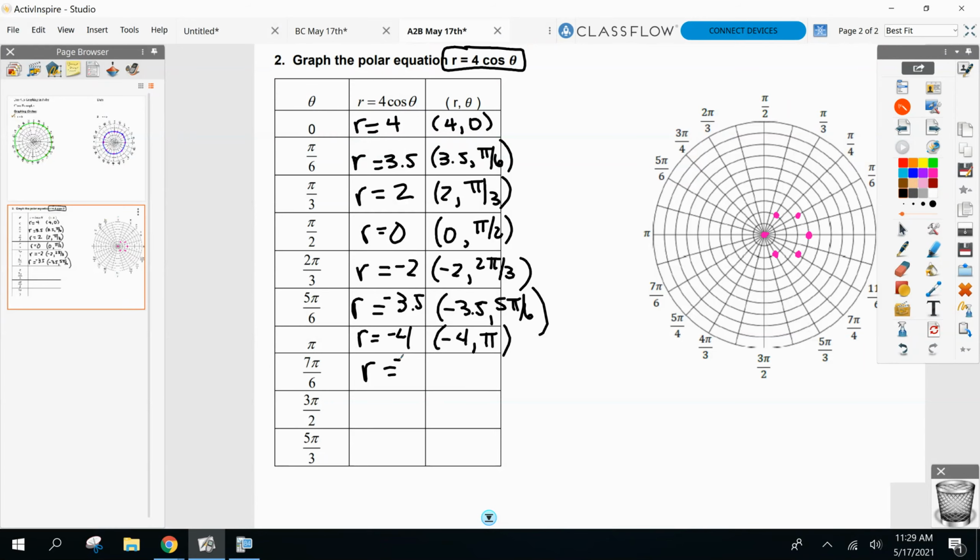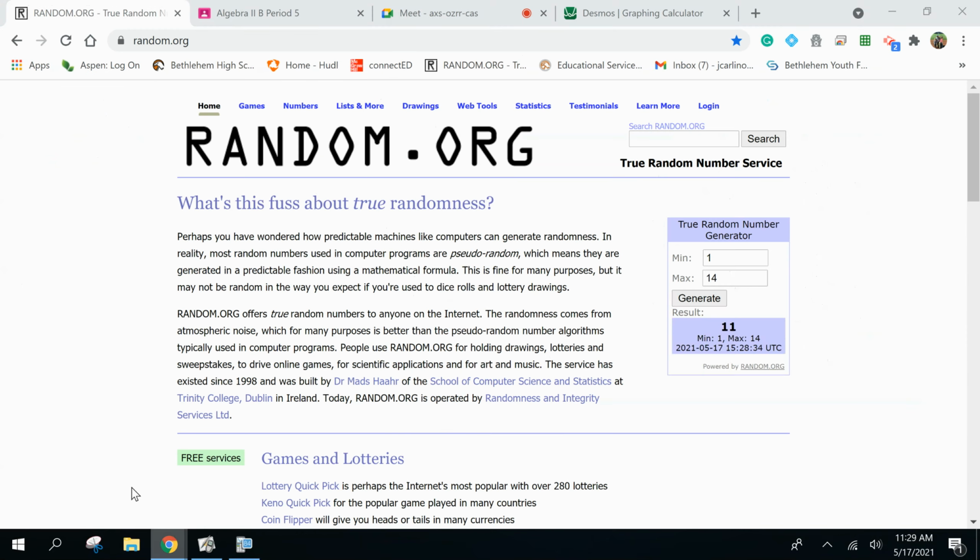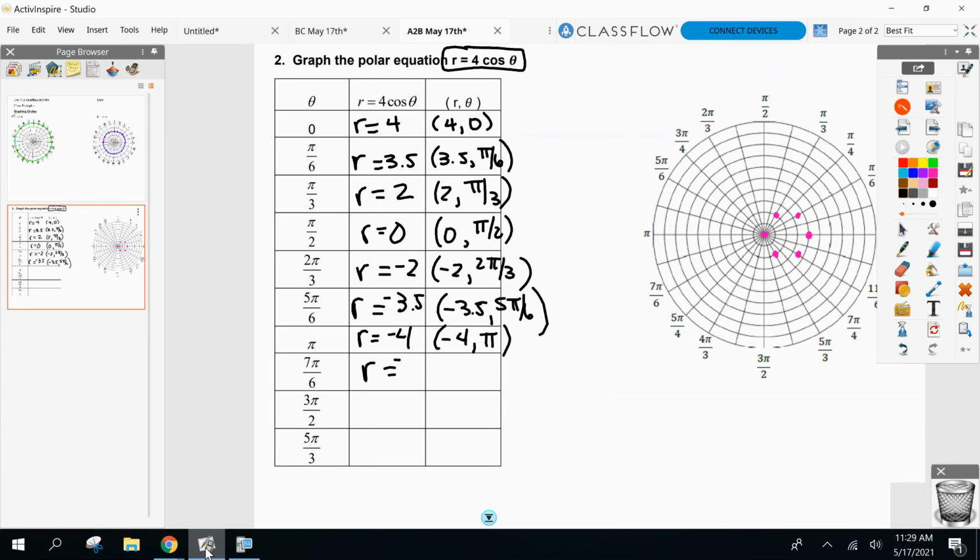Okay, thought I had her on earlier. All right, we'll keep grinding. Nick, what do you got there, boss? Negative 3.5. Yep. So I got negative 3.5, 7 pi over 6.